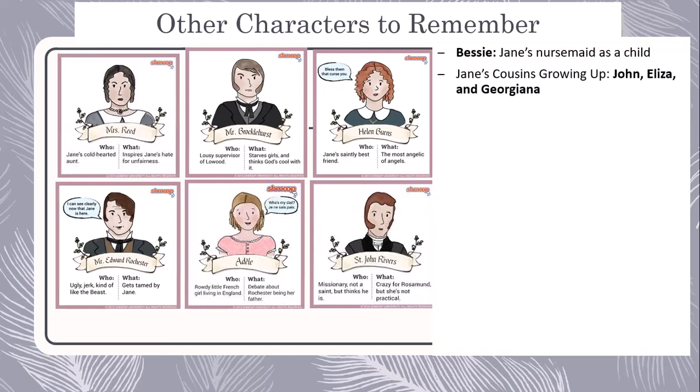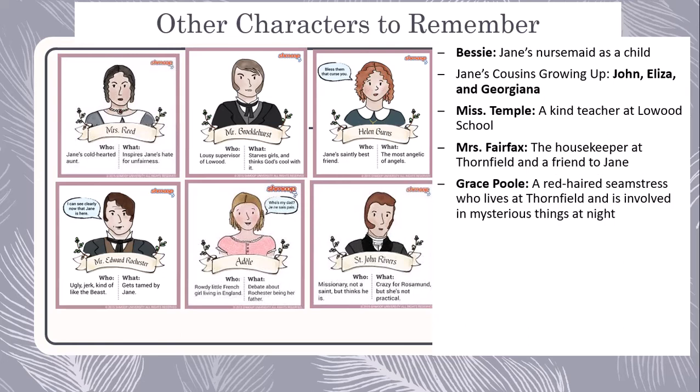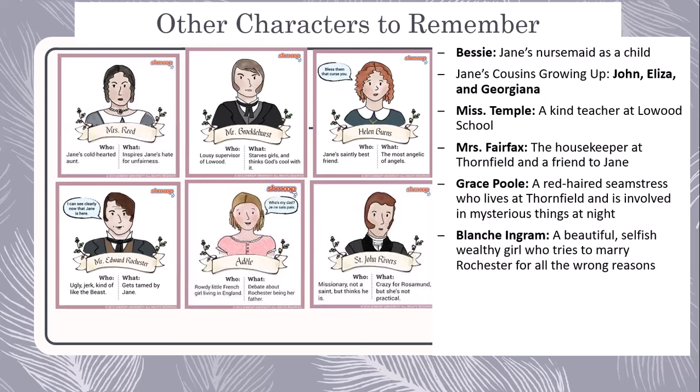So Bessie, I mentioned, Jane's nursemaid as a child. Her cousins growing up, John, Eliza, and Georgiana. Miss Temple, her kind teacher. Mrs. Fairfax, the housekeeper. Grace Poole, the red-haired seamstress who lives at Thornfield. She seems to be involved in some of the mystery, possibly causing it, although it seems at times like it might be ghosts, and so it's confusing.